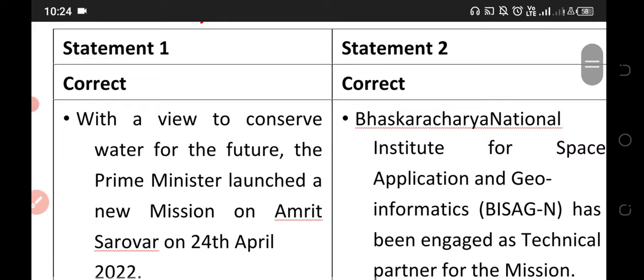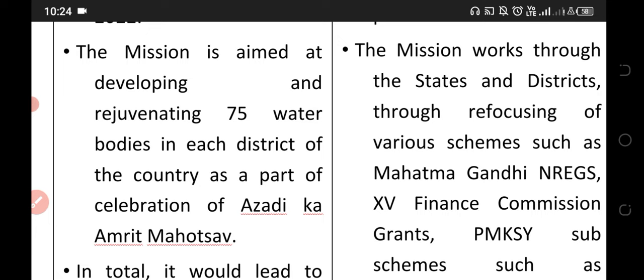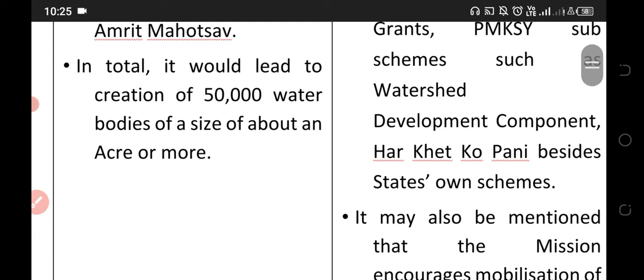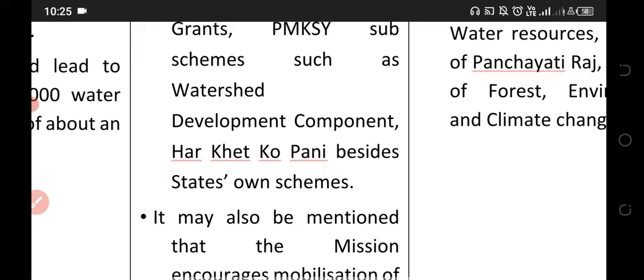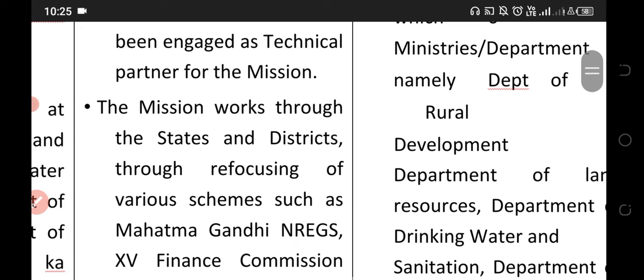With a view to conserve water for the future, the Prime Minister launched a new mission, Amrit Sarovar, in 2022. The mission is aimed at developing and rejuvenating 75 water bodies in each district of the country as a part of the celebration of Azadi Ka Amrit Mahotsav. In total, that would lead to the creation of 50,000 water bodies of the size of about an acre or more. Bhaskaracharya National Institute for Space Application and Geoinformatics, BISAG-N, has been engaged as a technical partner for the mission.